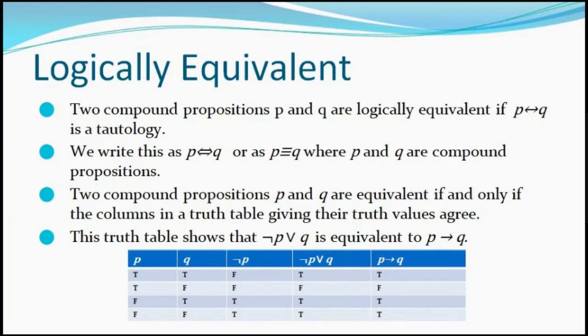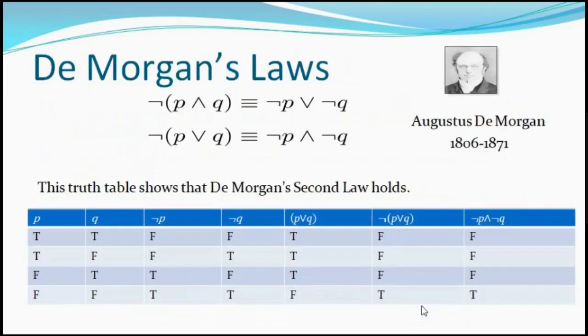For P and Q, you write all the possible combinations of true and false. Then go for negation P or Q, and you will get these truth values. Then P implies Q, and you will get these truth values. So that means negation P or Q is logically equivalent with P implies Q. That is the meaning of showing this particular truth table. So this is the way you can show logical equivalences.